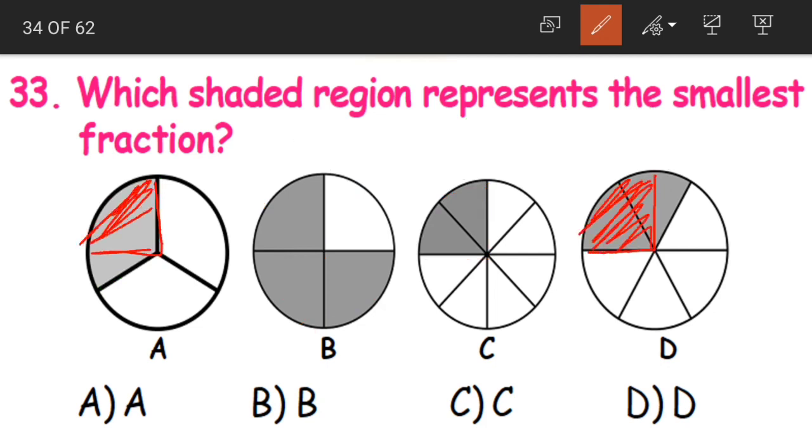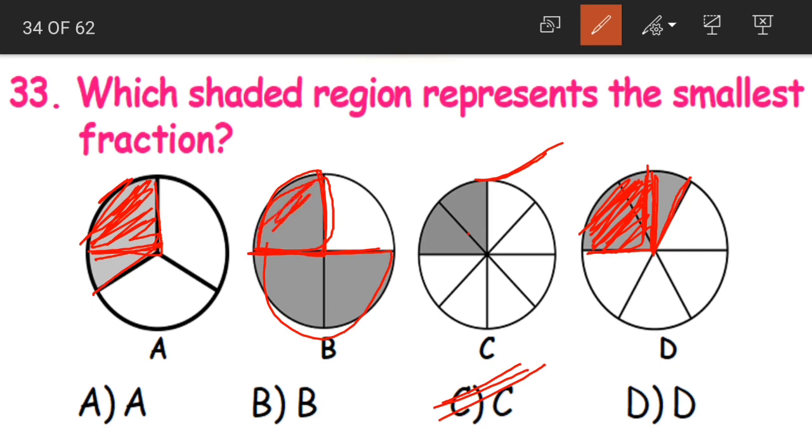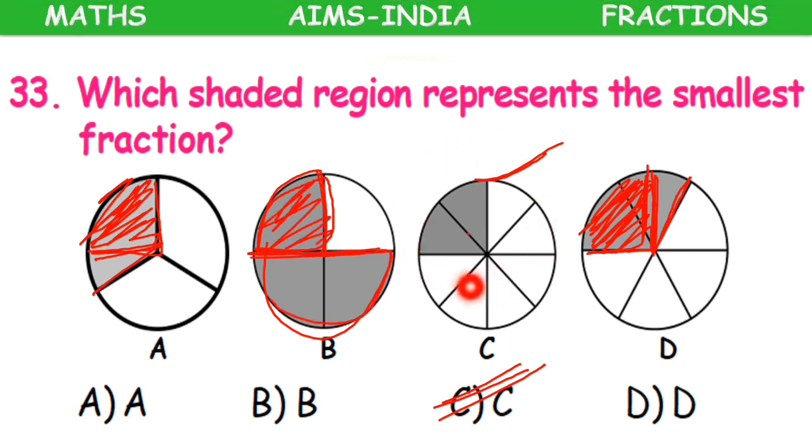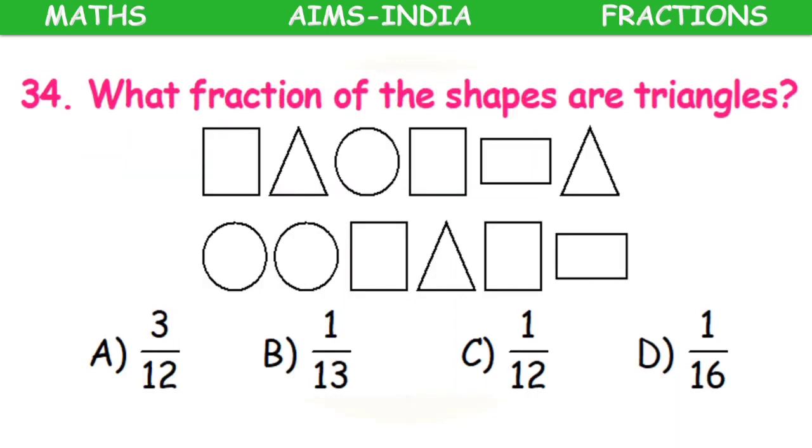See, even if you compare the shaded region, without doing any calculations, we can easily say that option C has our smallest shaded region. Yes or no children? See here, this is extra, here also this is extra. And if you look at this, only one part is shaded here. These two are our extra parts. So C has the smallest shaded region.